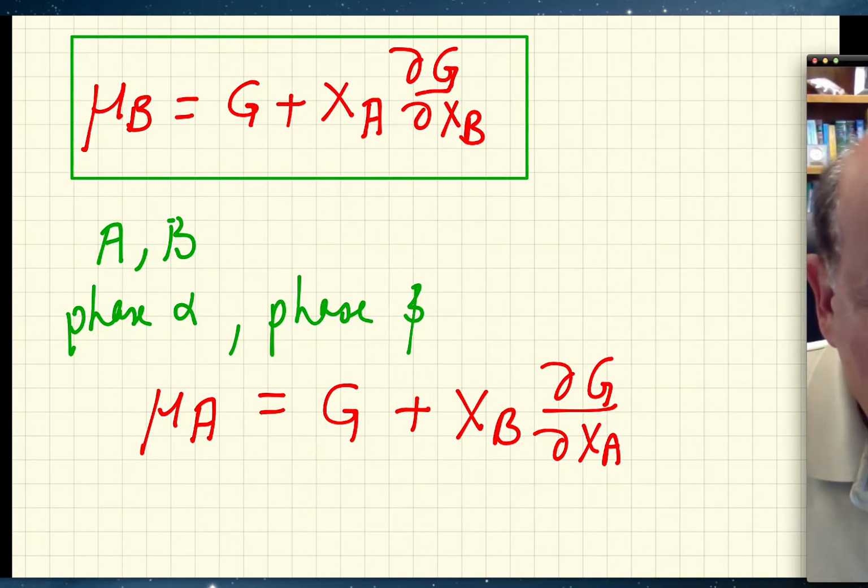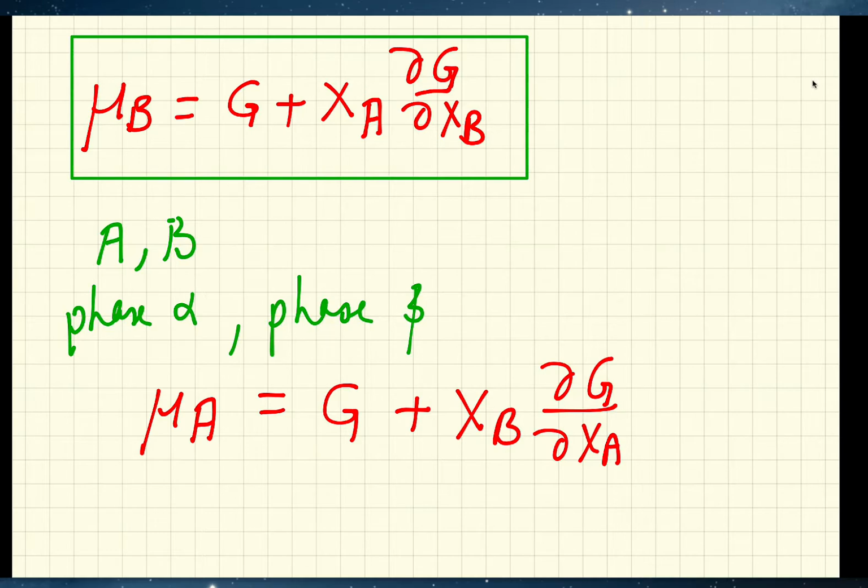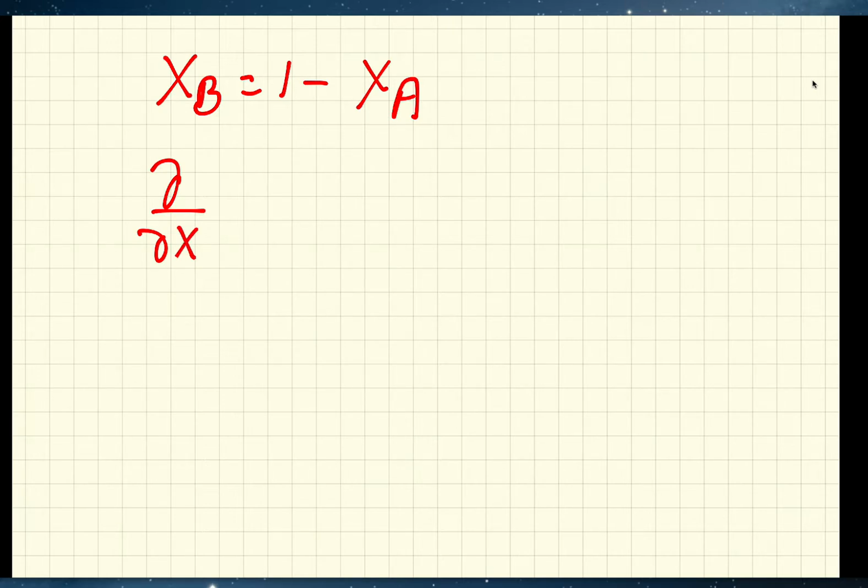So if we just continue on here in the next page, note that XB is equal to 1 minus XA. So we know that, and therefore d by dxB, if I want to take the derivative with respect to A, for example, will be minus d by dxB, and therefore I have now two previous equations. I can write them in this form.